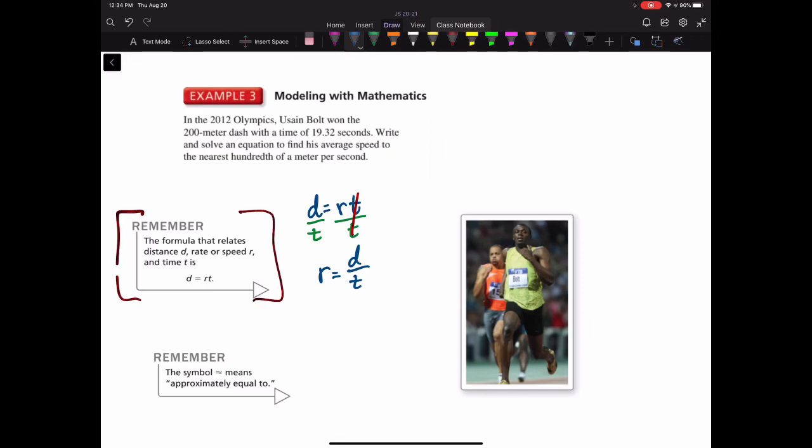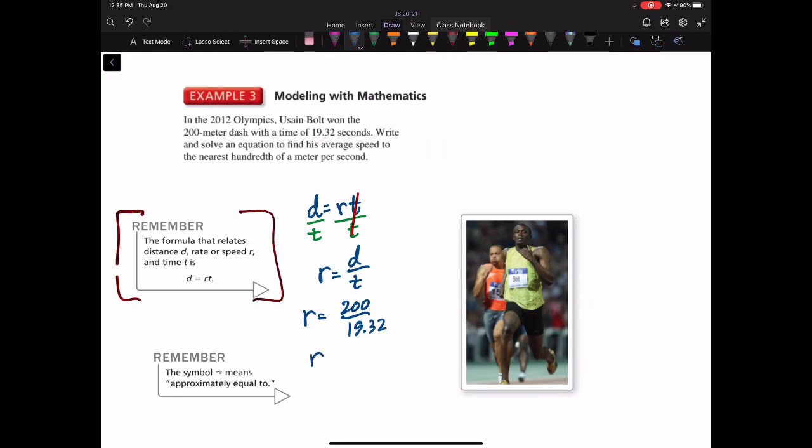Just like if I was to say, I went 200 miles in 4 hours. How fast was I driving? Well, the distance divided by the amount of time, so 200 divided by 4 is 50. So we would have been driving 50 miles an hour. So in this case, our r is going to be 200 over 19.32.